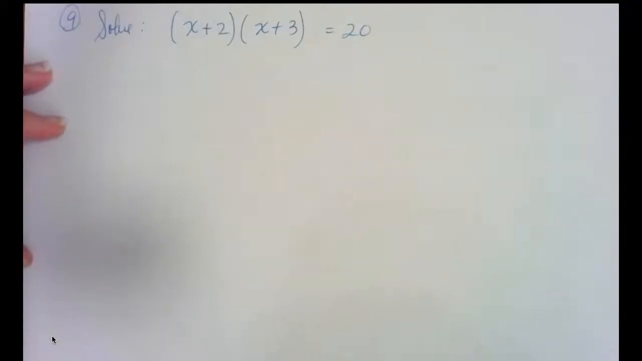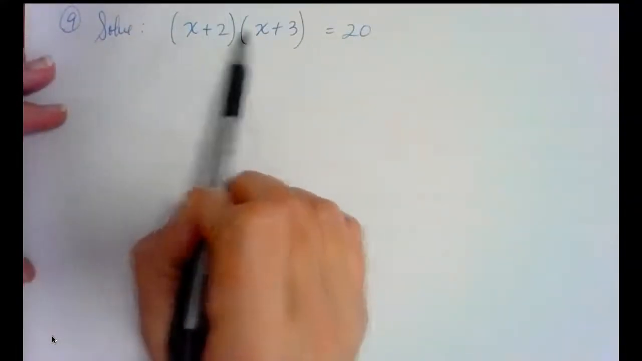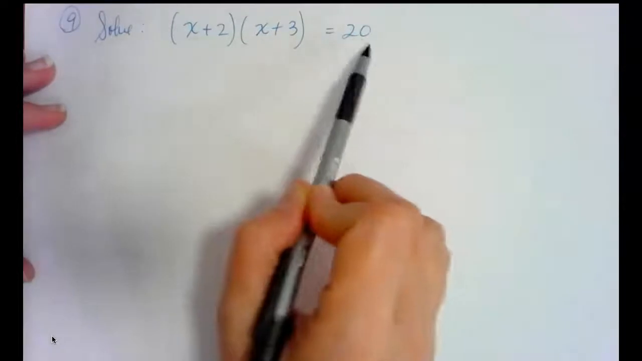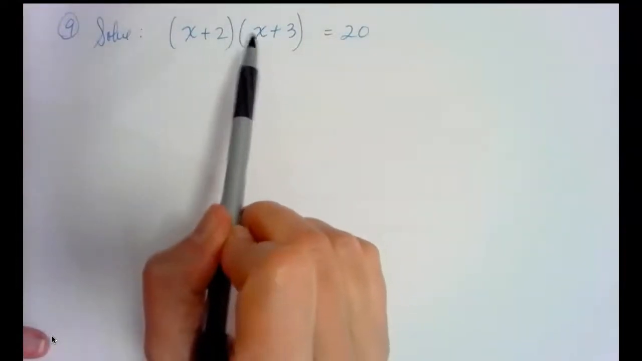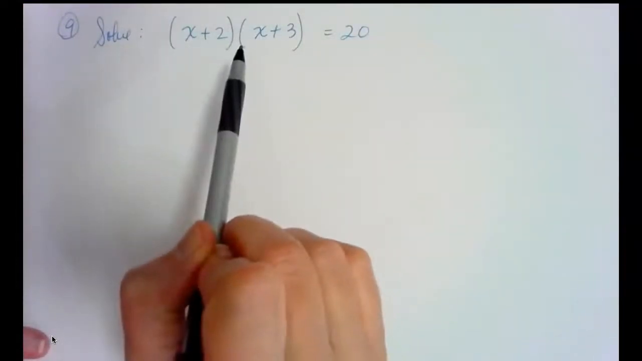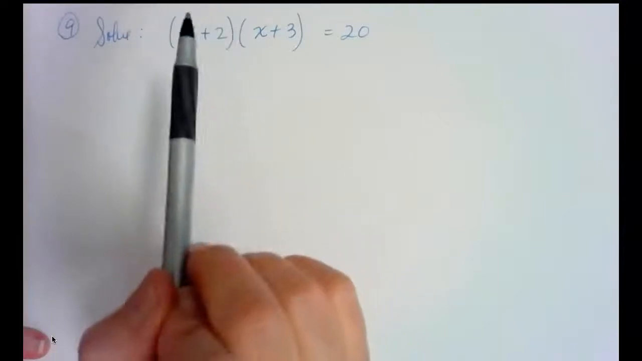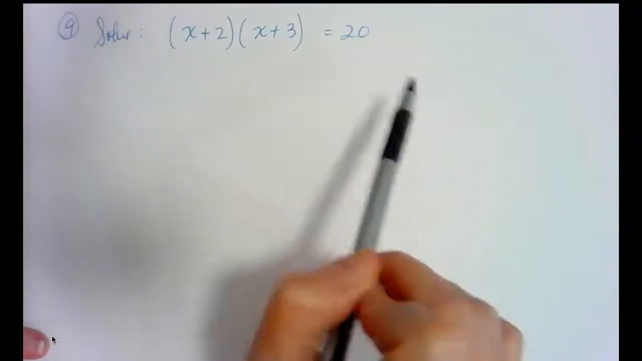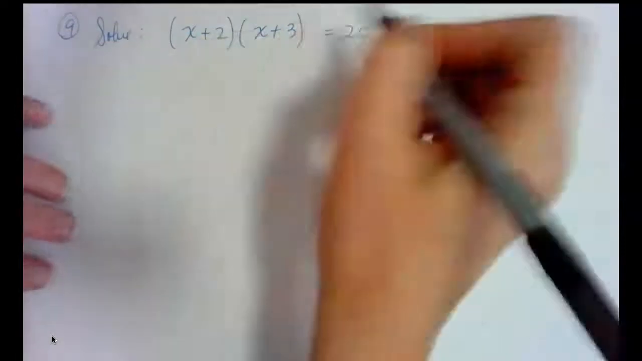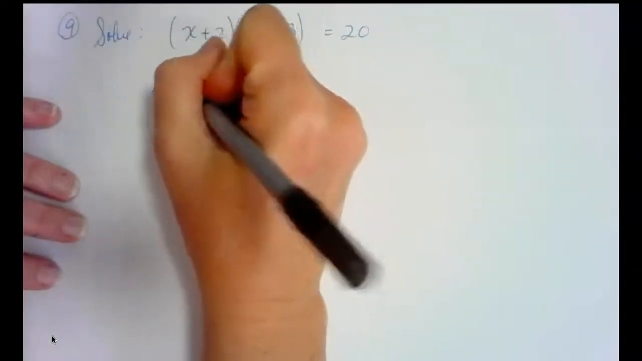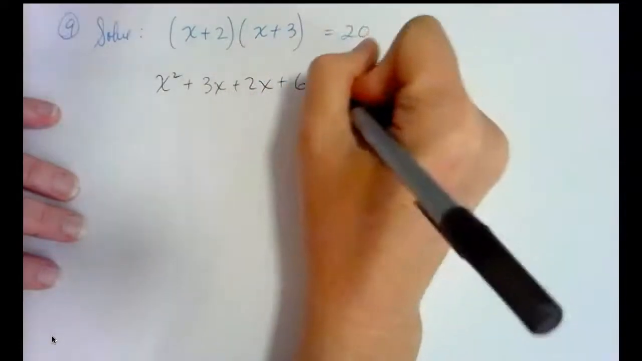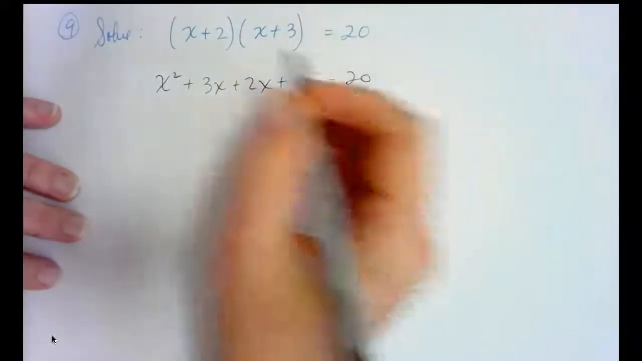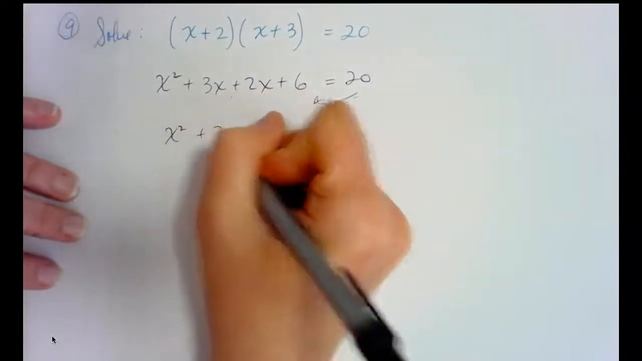Last one, number 9. X plus 2 times x plus 3 equals 20. This is a solve. So this one takes a little work up front. Don't be fooled. It is factored, but since it's going to become quadratic, we must utilize the zero product property. We can't just have it set equal to 20. So let's multiply here. X squared plus 3x plus 2x plus 6 equals 20. Let's bring the 20 over, set it equal to 0.